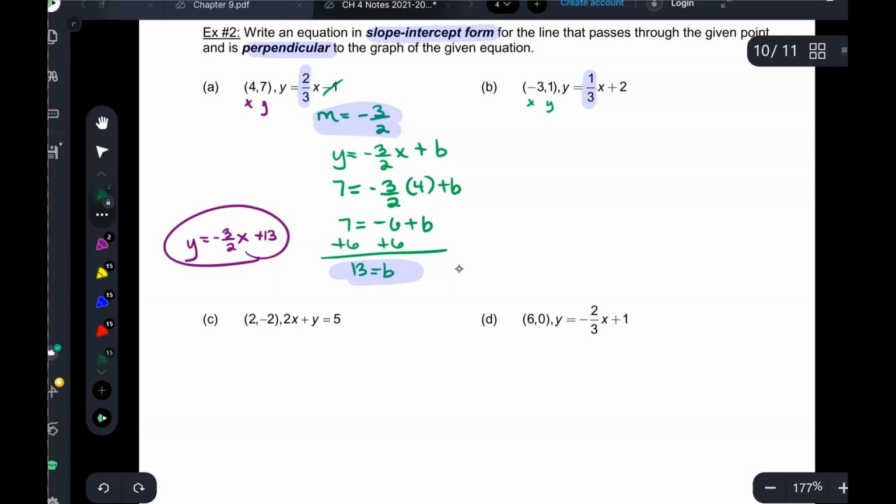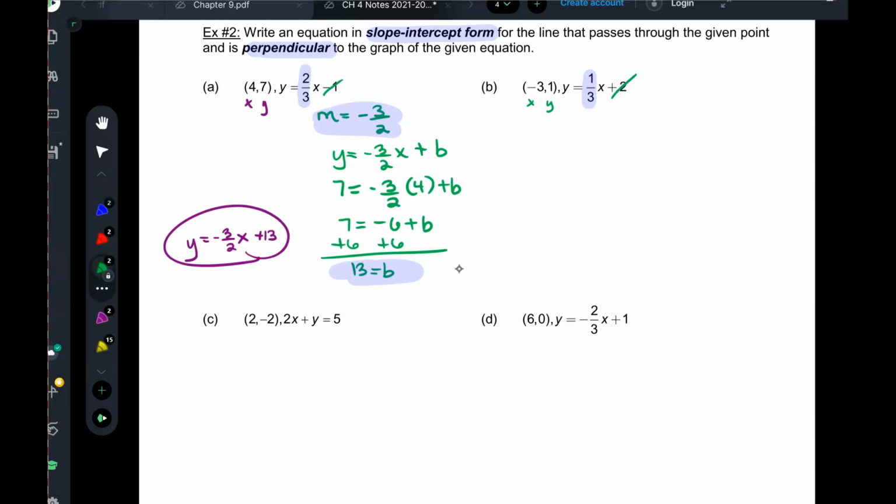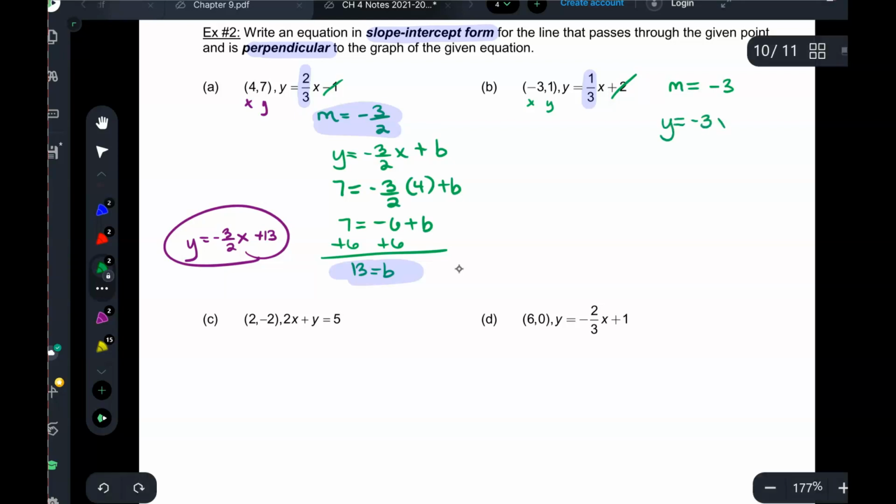So I have negative 3 for x and 1 for y, but let's look at the line y equals 1/3 x plus 2. Again, if it helps you to cross off what we don't need, I don't need that plus 2. I never will need that y-intercept. I'm just looking at the slope. So if the slope of this line is 1/3, the perpendicular slope is going to be negative 3. Now, if you put negative 3 over 1, that's fine, it's the same thing. So I know my equation is going to be y equals negative 3x plus b.